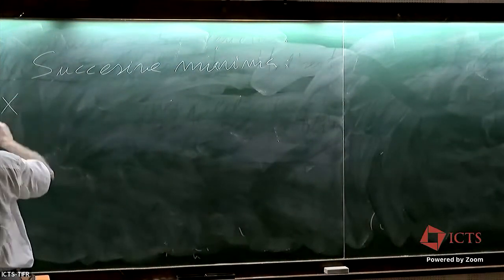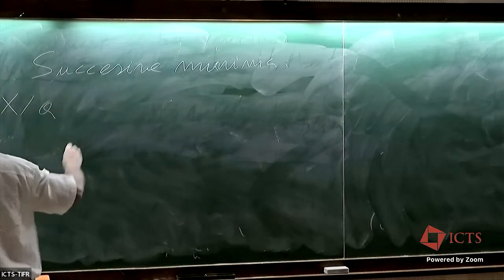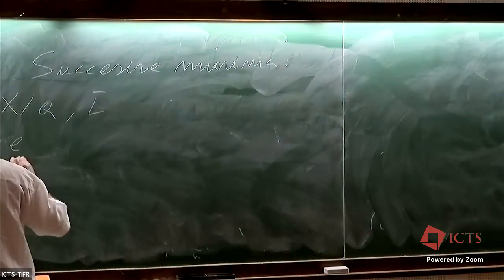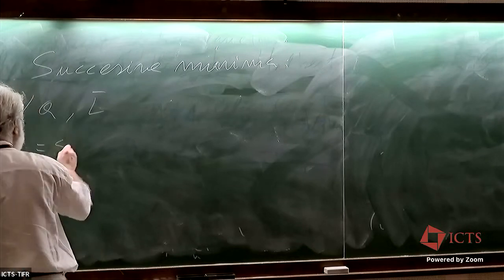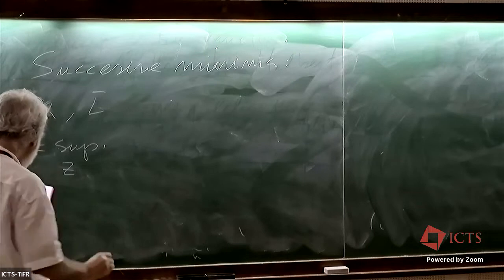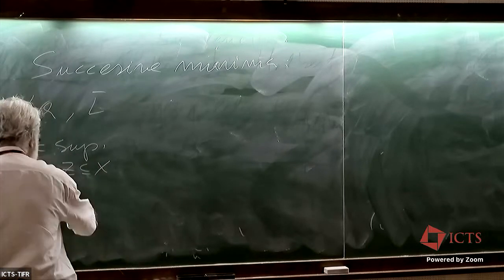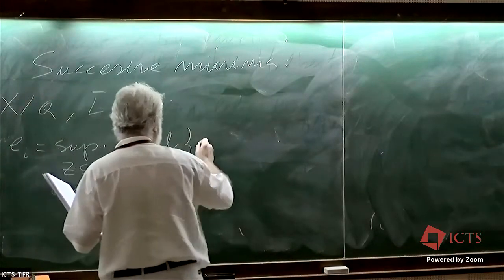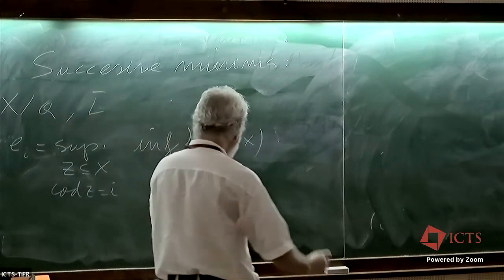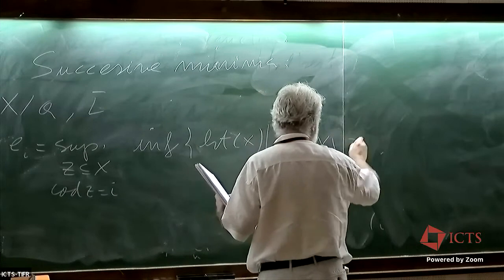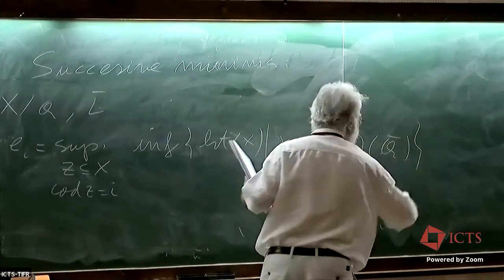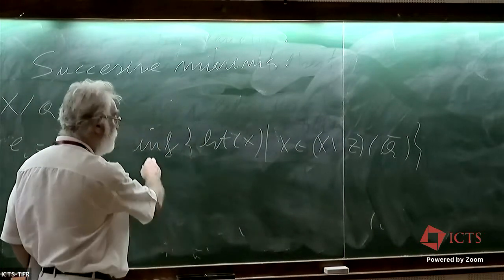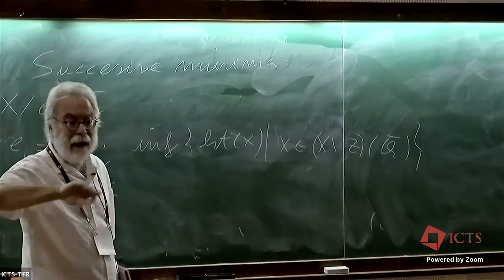So the basic setting is, as always, X projective over Q and L bar an admissible line bundle. And then I define e sub i to be the supremum over all subvarieties Z contained in X of codimension of Z equal to i, of the infimum of the height of x for all points x inside X minus Z of Q bar. Okay, so you see that I am looking at the heights of points and at the minimal possible value of the height of points, but I take out subvarieties.